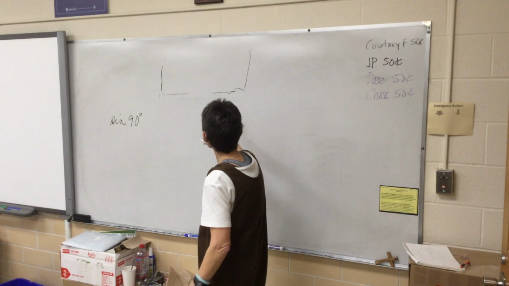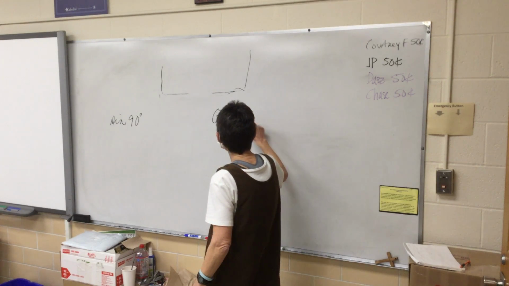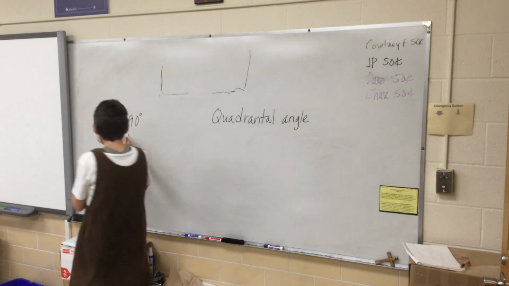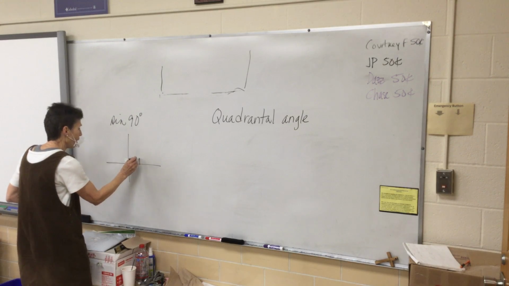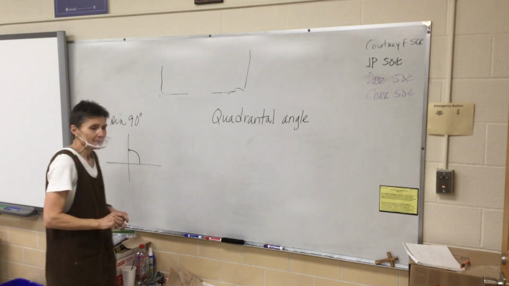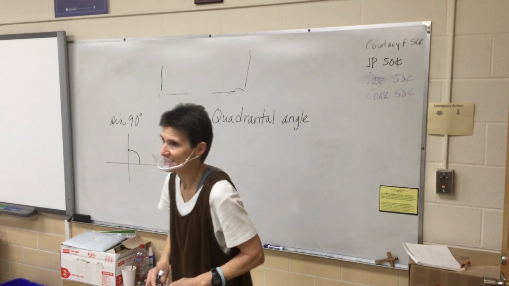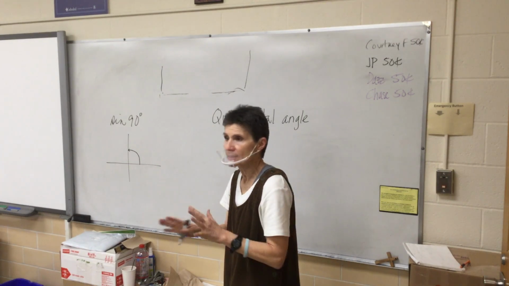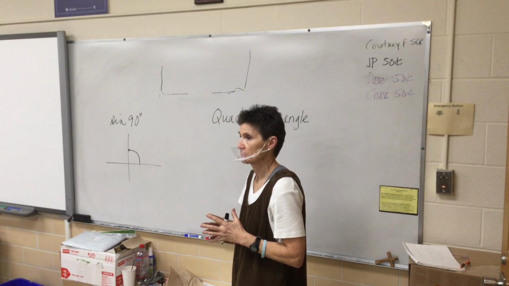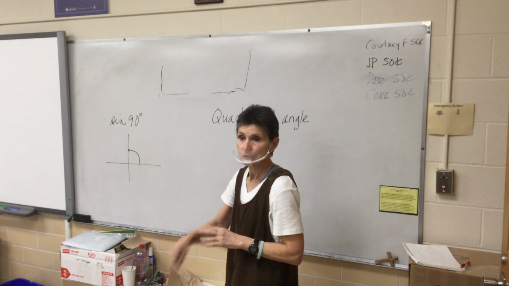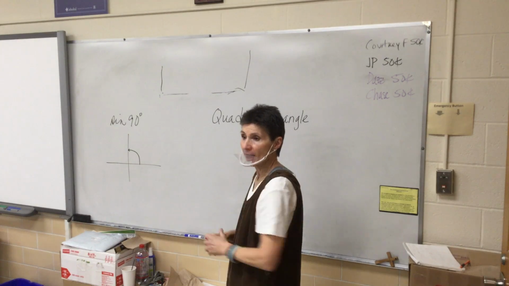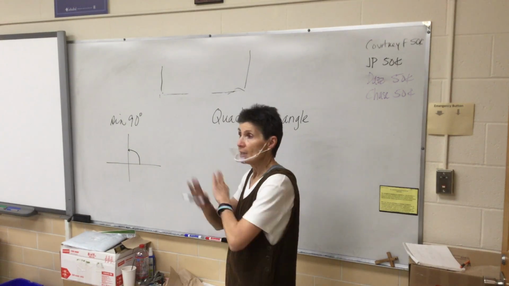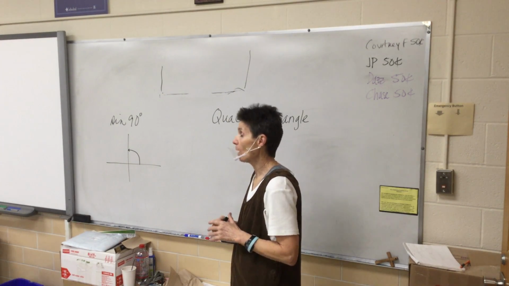It's what we call a quadrantal angle. A quadrantal angle is an angle that, when you draw it in standard position, terminates on an axis. So 90 is an example. What would be some other examples of quadrantal angles? 180, 270, 360, negative 90, right? Pi over 2, pi, 3 pi over 2, negative pi. Anything on an axis is quadrantal.